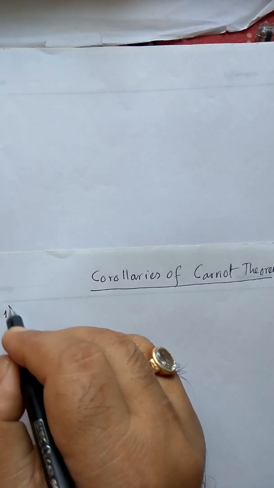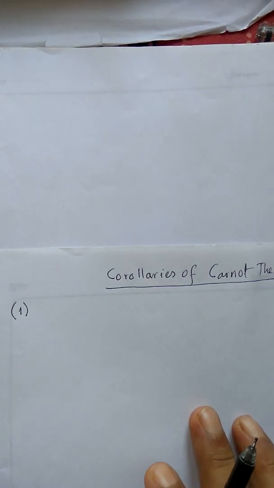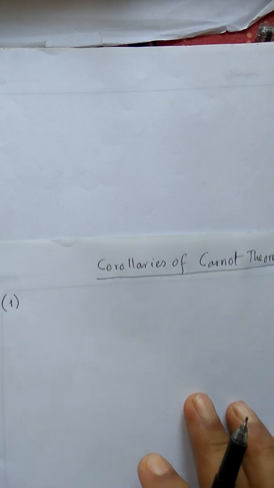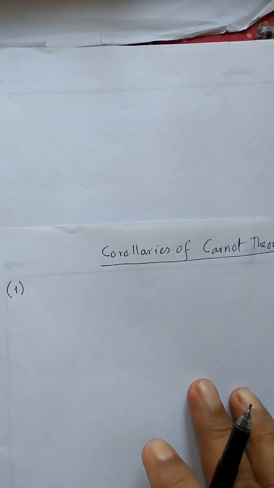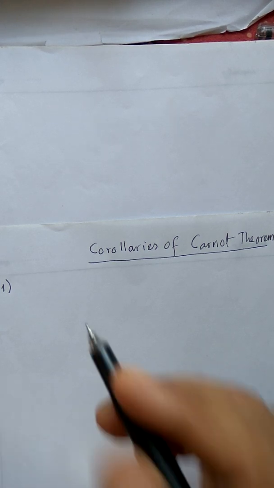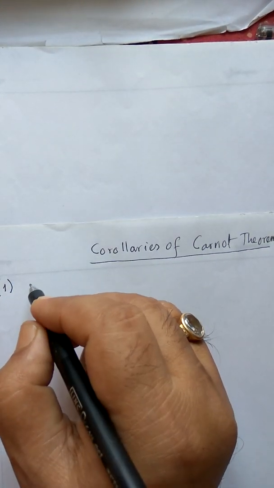Now one corollary says that the efficiencies of all the reversible heat engines working between the same pair of high temperature source and low temperature sink are same. So what does it say?